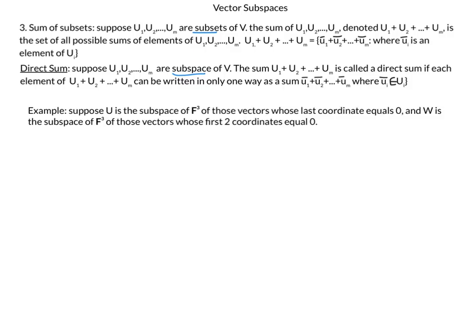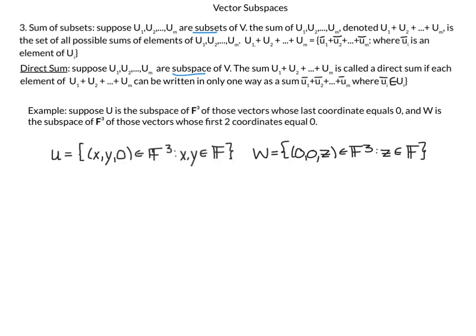Our example is, suppose U is the subspace of F3, and again now we're talking about subspaces of F3, whose last coordinate equals 0, and W is the subspace of F3 of those vectors whose first two coordinates equal 0.